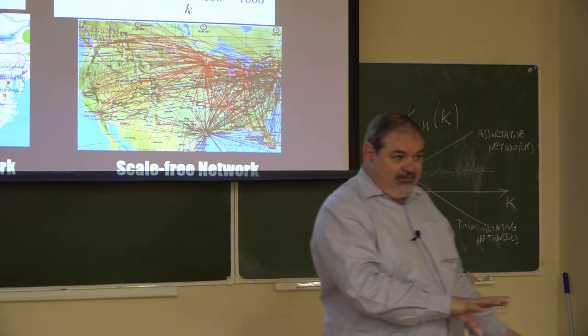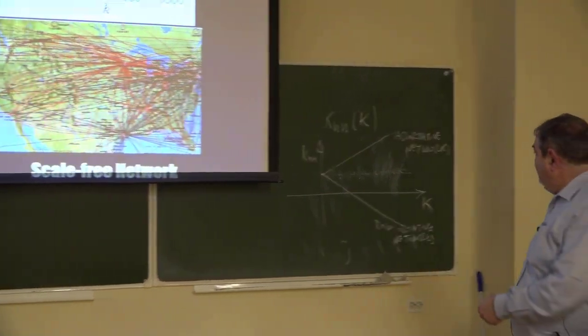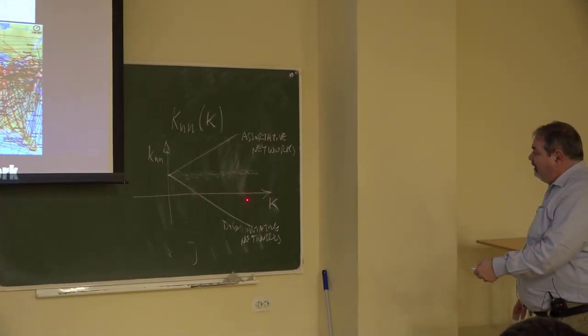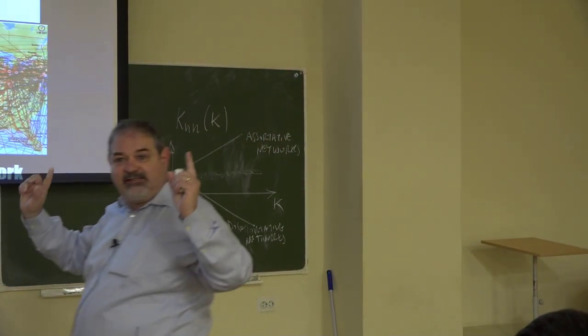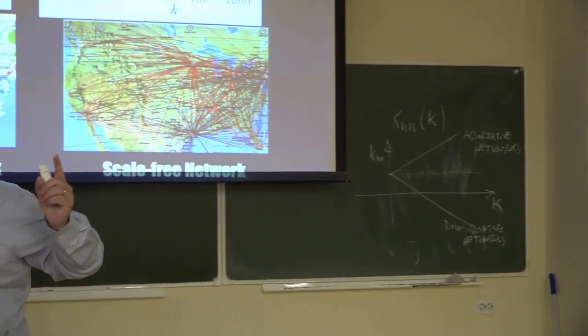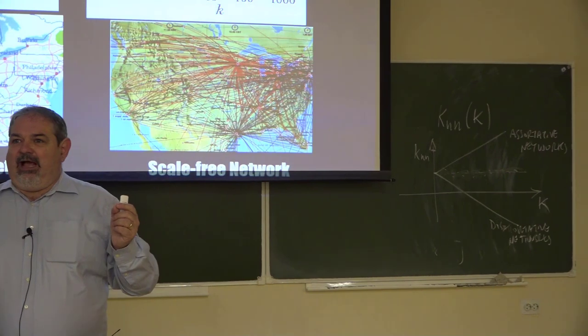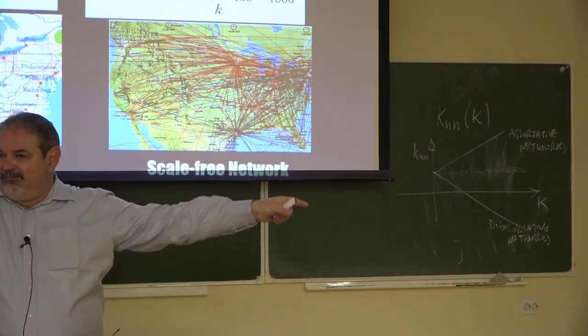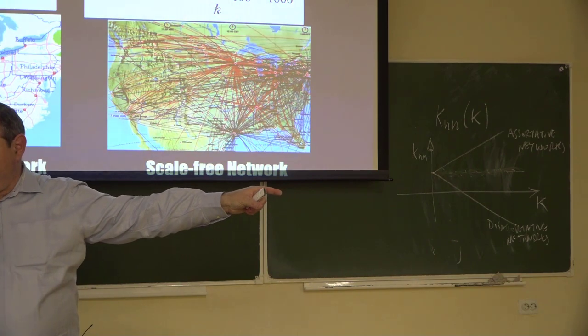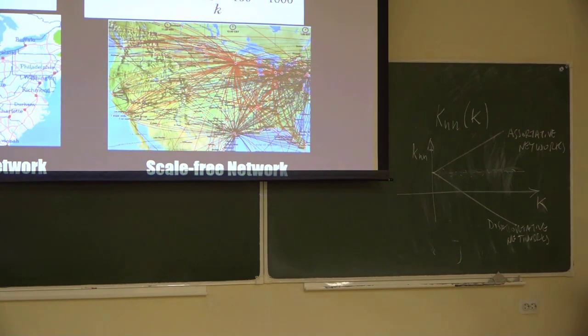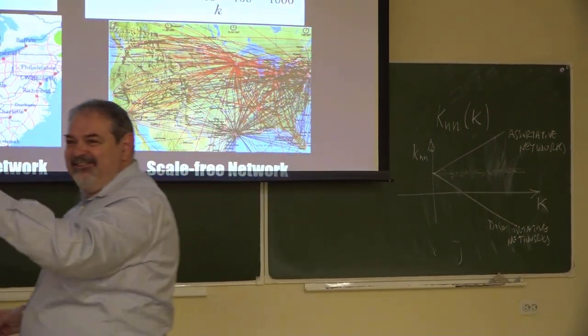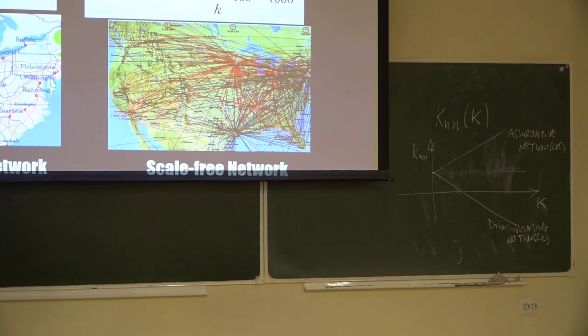Okay? Because it means that the higher the degree of a node, the lower the average degree of its neighborhood. So if I am a hub, I'm connected to 1,000 leaves. You understand? Now, I'm telling you that you can measure these things in real networks, and all real networks have degree-degree correlation. Except one, for which there is still a big debate.